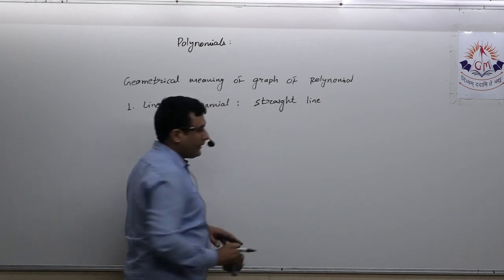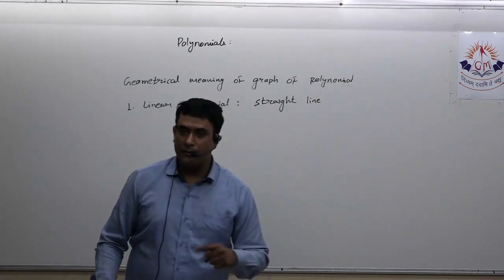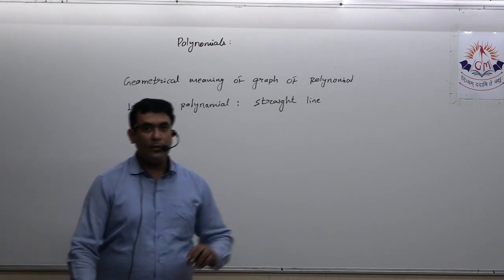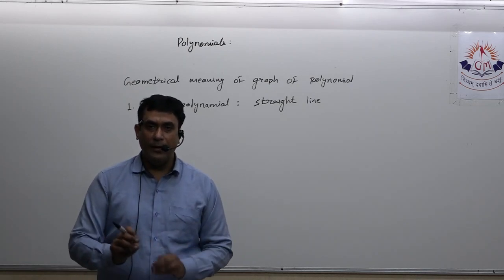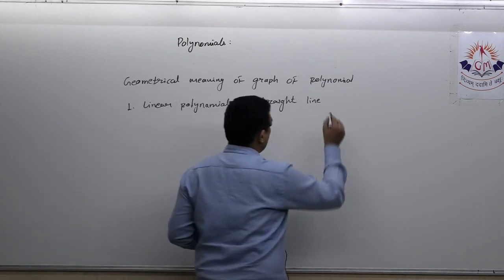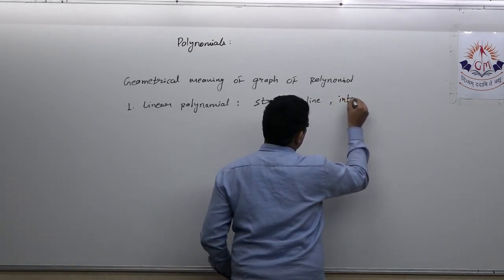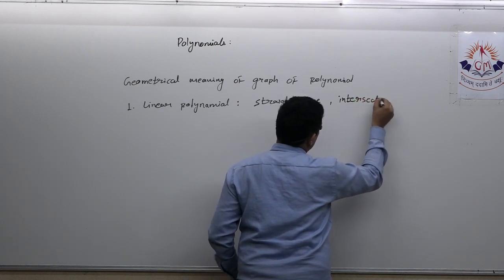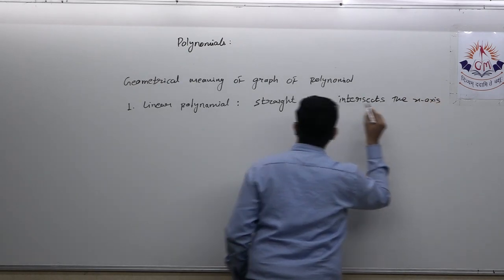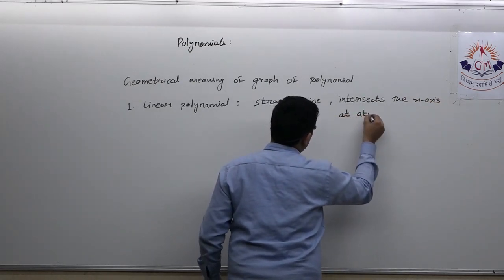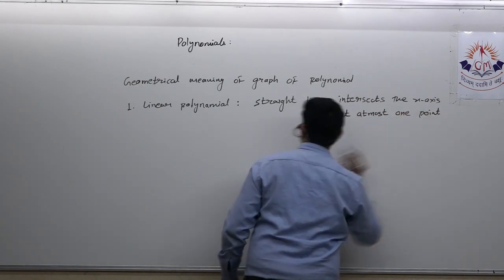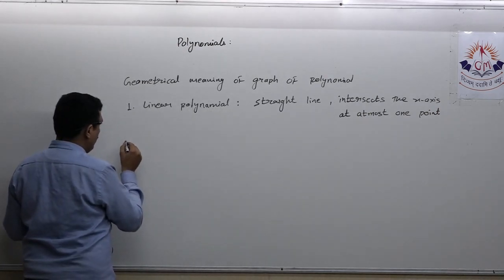Second thing, it may intersect the x-axis at one point or it may not intersect the x-axis at any point. That means the graph of a linear polynomial intersects the x-axis at most one point, not more than one. So the second thing: it intersects the x-axis at most one point. Okay, that is about the linear polynomial.